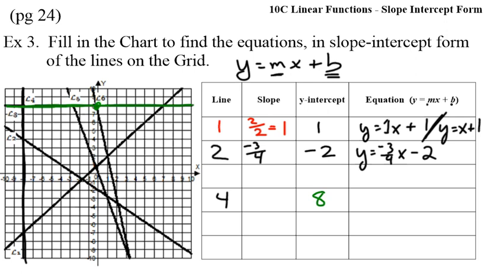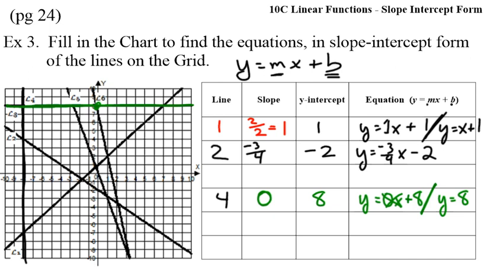Horizontal line, right away we know the slope is 0. So y equals slope 0x plus 8. 0x doesn't exist, so y equals 8, which makes sense to what we just talked about. Y equals is a horizontal line.